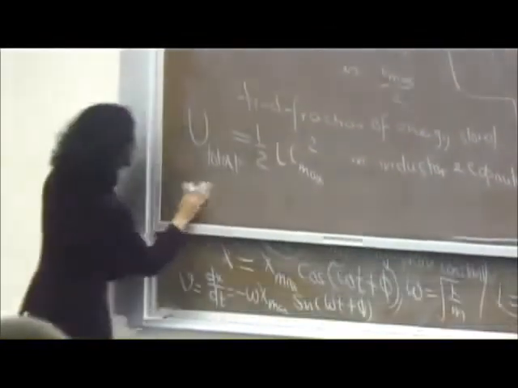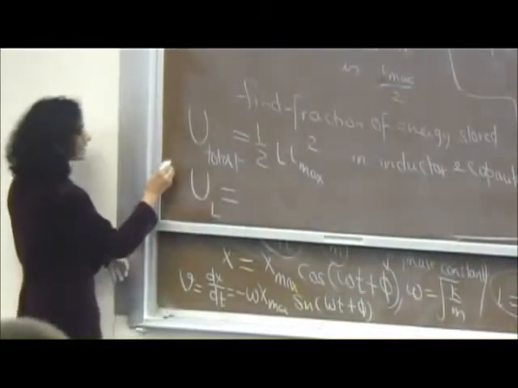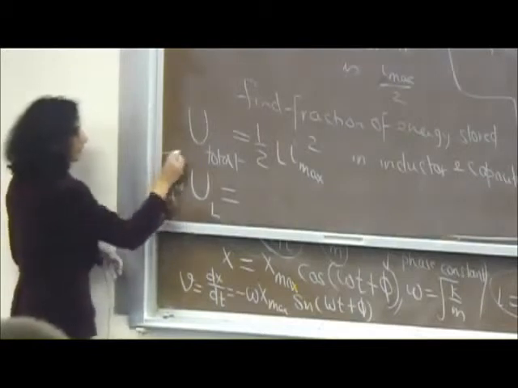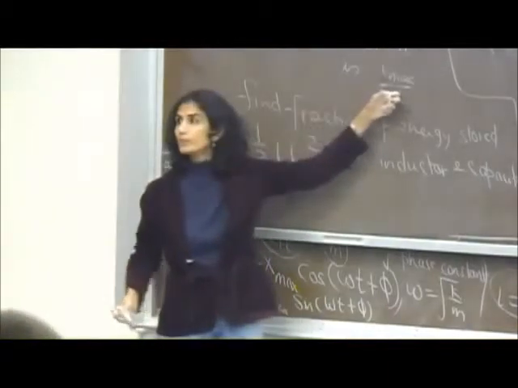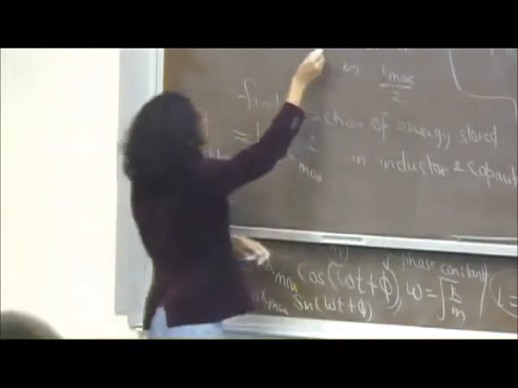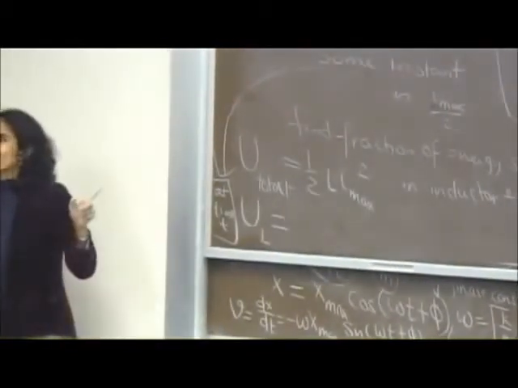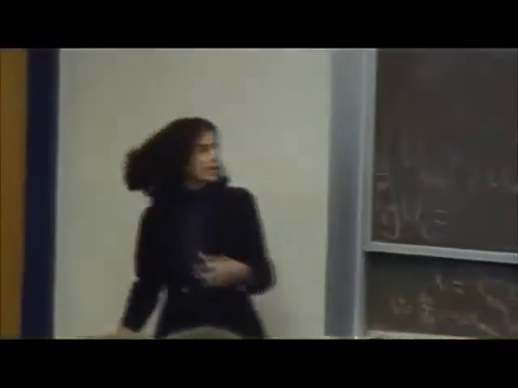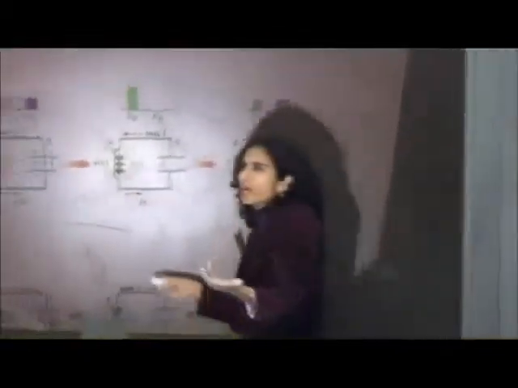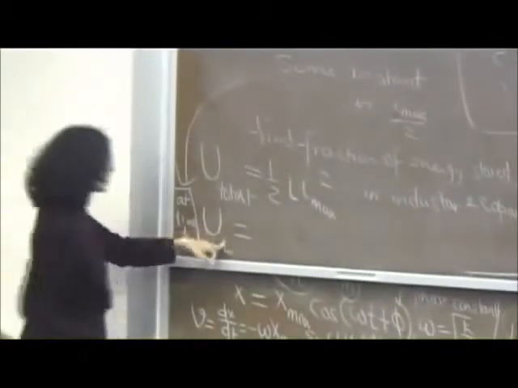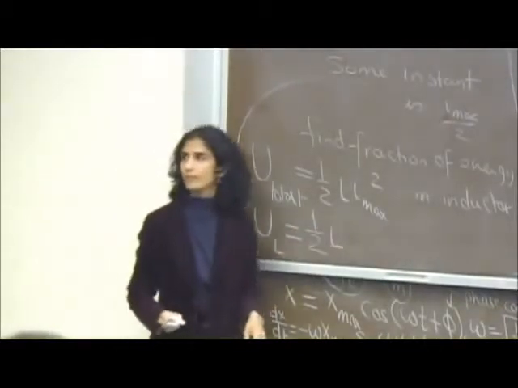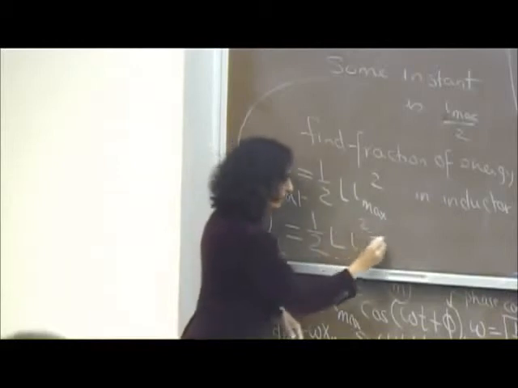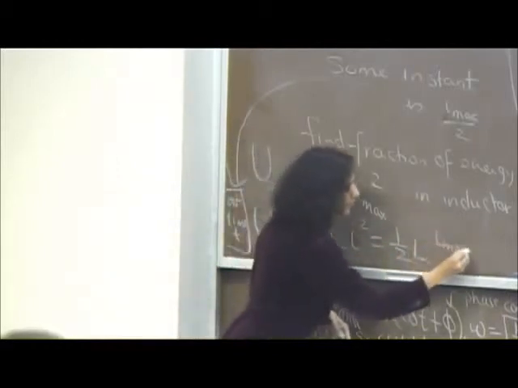Now, can you easily figure out the energy stored in the inductor at the instant given? This is the total, right? Tell me what is the energy stored in the inductor at the instant given? We are told that at some given time, the current is Imax over 2. Let's say over here, at some point, the current is Imax over 2. Can we figure out at that time what is the energy stored in the inductor? Very good. It should be half L I squared, which is half L times Imax over 2 squared, right?